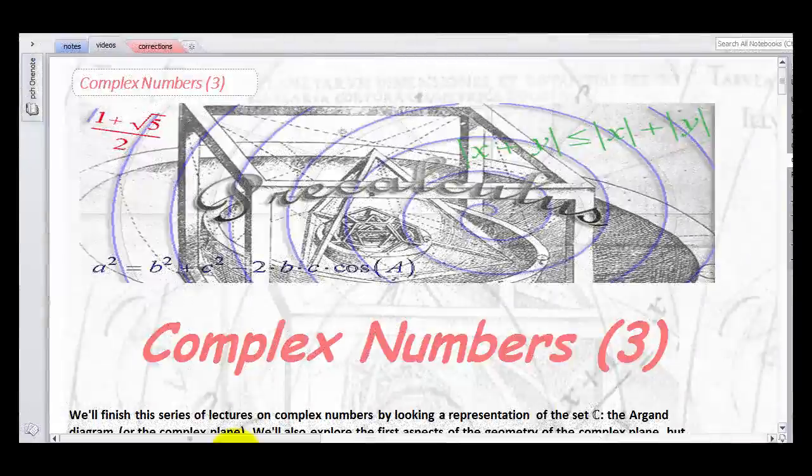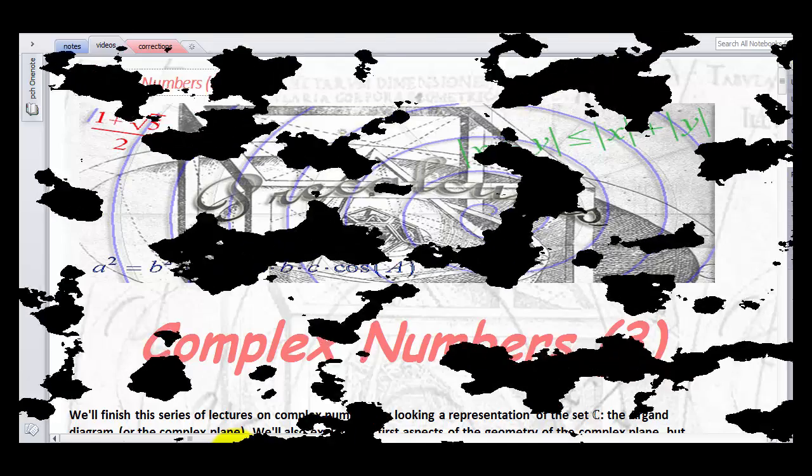In this last lecture on complex numbers, we will be looking at the geometry behind complex numbers. Let's begin. A complex number is an element of the form a plus ib, where a and b are both real. And this is a complex number. It lives in C.